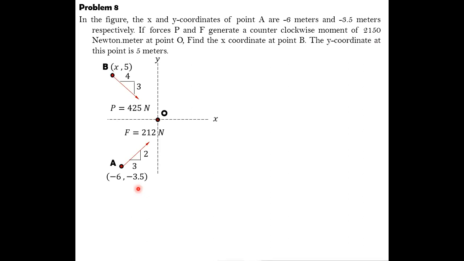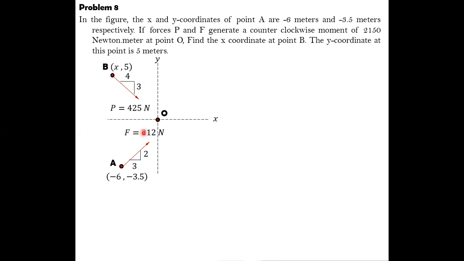So we have only two inclined forces here. First is we have inclined force F. The magnitude is 212 Newton. And then aside from that, its direction is also given in terms of slope. So it has slope 2 vertical to 3 horizontal. And then on the other hand, the second force, which is P, has the magnitude which is equal to 425 Newton. And then the direction is also expressed in terms of slope. So it has 3 vertical to 4 horizontal.